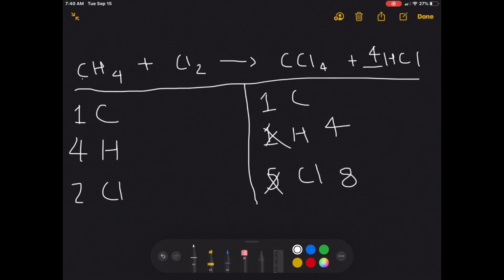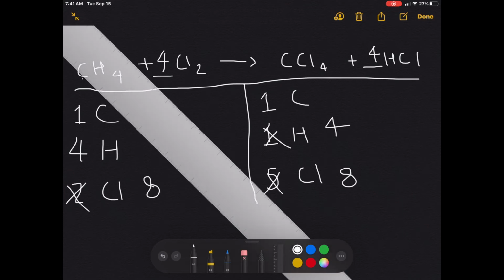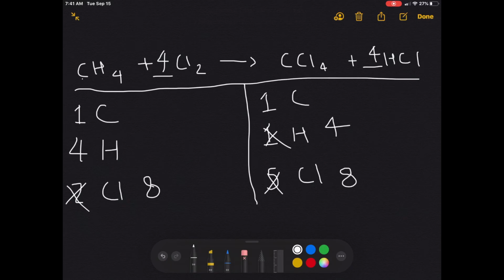Now since we have 2 chloride on the left and 8 chloride on the right, it doesn't balance. So we need to change the chloride on the left. One way we could do that is by putting a 4 in front of the chloride on the left side, which ends up turning the chloride into 8. My bad, that was a mistake. And as you can see, now there's a balanced equation. We have 1 carbon on each side, we got 4 hydrogen on each side, and we got 8 chloride on each side.